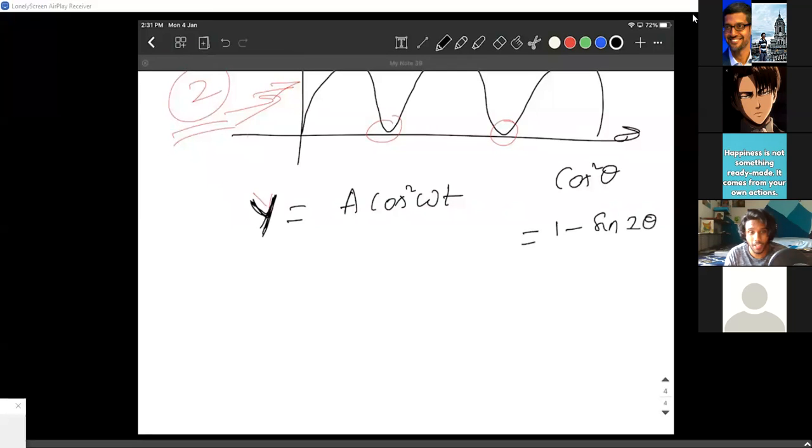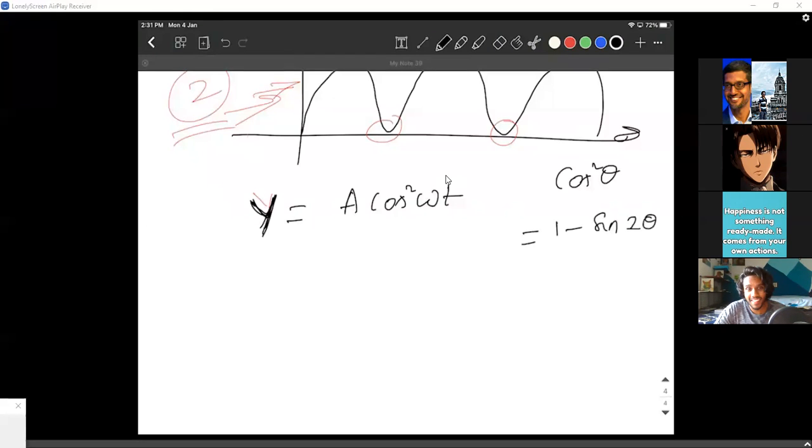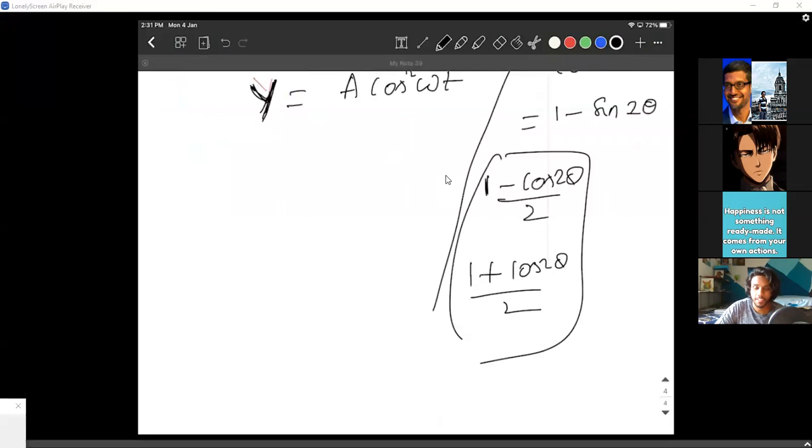1 minus cos 2 theta or 1 minus sine 2 theta? What is wrong with you people and your basics? 1 minus cos 2 theta by 2. Oh yes, sir. 1 plus cos 2 theta by 2. First of all, your basics need to get strong. 1 minus cos 2 theta by 2, 1 plus cos 2 theta by 2. Do you people remember these things? Yes, sir. Then why are you not answering me that way? Somebody has good knowledge. Please raise your hands and speak about it.